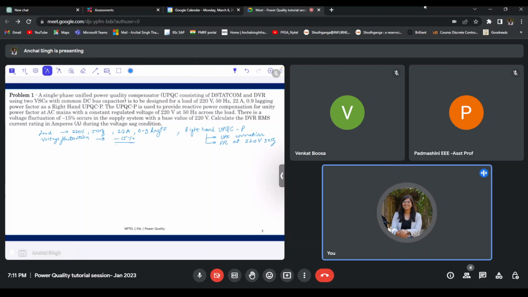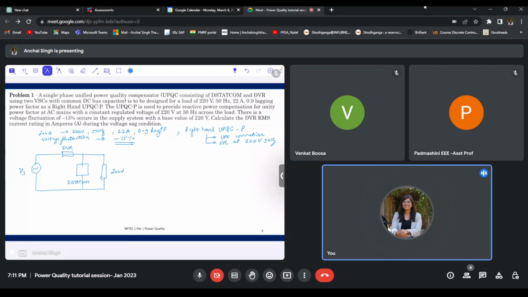Calculate the DVR RMS current rating in amperes during the voltage sag condition. So we are asked to calculate the RMS current rating of the DVR. If we just draw a schematic, let us say this is our source, this is our load. Since this is a right hand shunt compensator, this will be our DSTATCOM and this will be our DVR. This is my load.